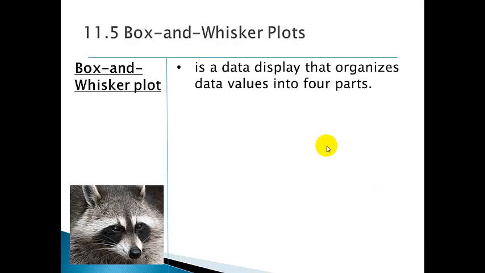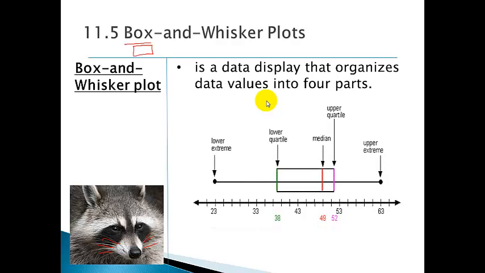So today we're going to learn about a new graph, and it's called a box and whisker plot, just like what you should think about: a box and whisker. So I like to think of the little raccoon right down here, and it has its little whiskers. Okay. So a box and whisker plot. And what that is, it's a data display that organizes data values into 4 parts. So the 4 parts, if I have 100% of my data, it's going to break it into 4 equal parts, percentage-wise. So let's take a look at this.